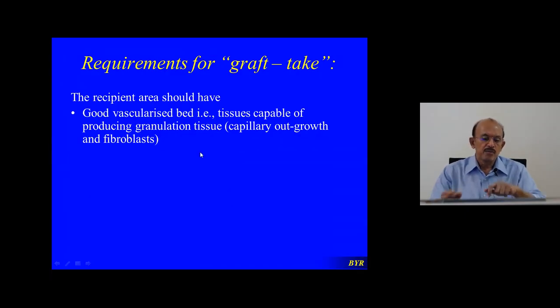For example, you take a split thickness graft here and just place it here over the skin. Will it take up? No, because the skin cannot produce granulation tissue. So it should be placed over an area where the wound is there, the wound is capable of producing capillaries and fibroblasts.